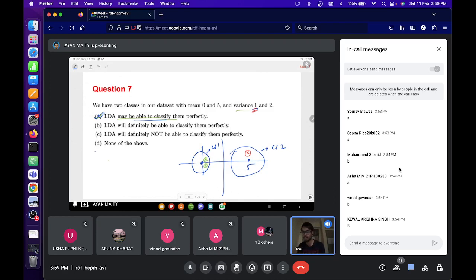So it depends upon the distribution of the actual data. If the actual data points are given, then only we will be able to say whether LDA will certainly be able to classify them or not. But from the data that we are given, the mean and variance values, we can say that it may be able to classify, it may not be able to classify. So option B, many of you have written, but B will not be right.